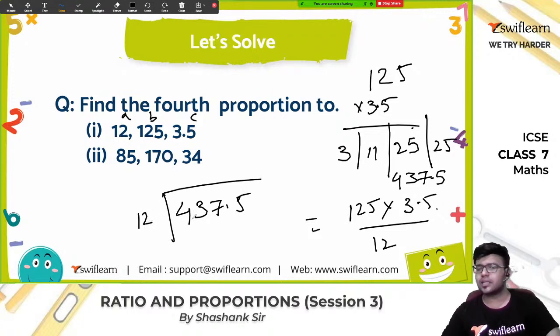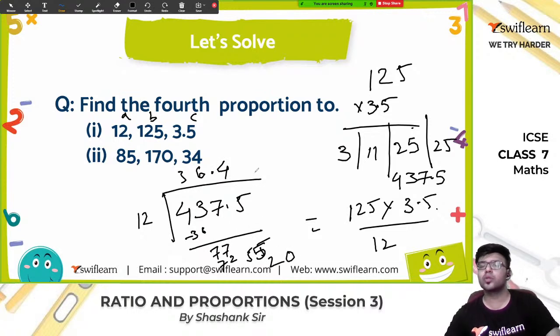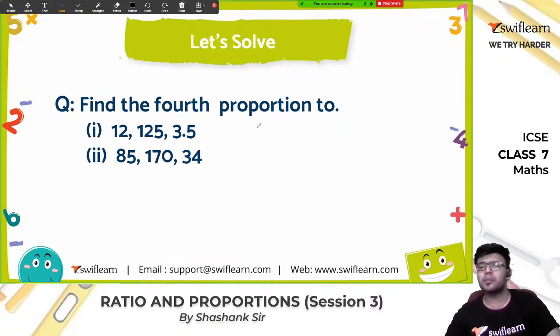Okay, 12 3s are 36. We get 77, 12 4s are 48, 12 5s are 60, 12 6s are 72. We get 5 and point, we get 5 and 5. Okay, the decimal number will come here. So 12 4s are 48, 2 is remaining, 12 1s are 12. So approximately the answer of the fourth proportion is how much? Answer of the fourth proportion is 36.41.